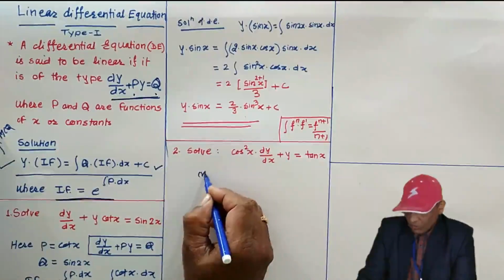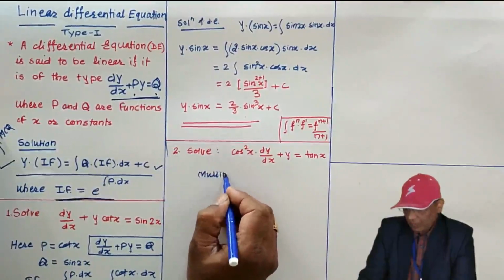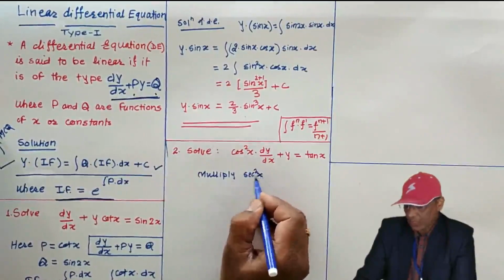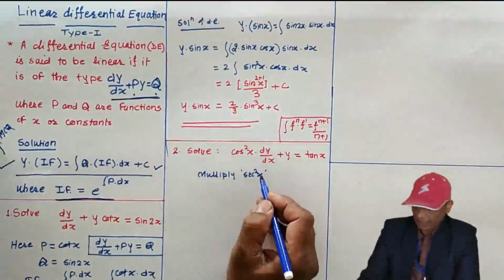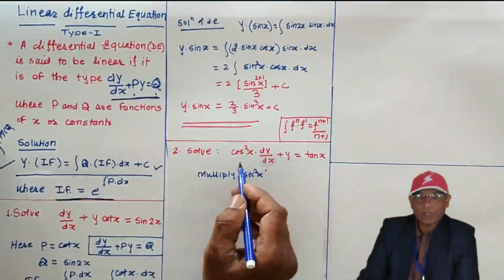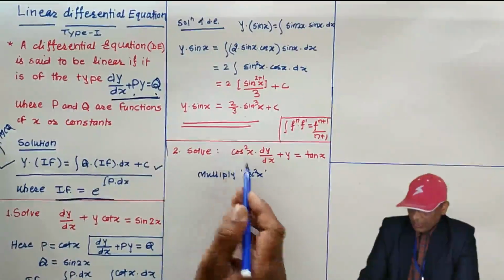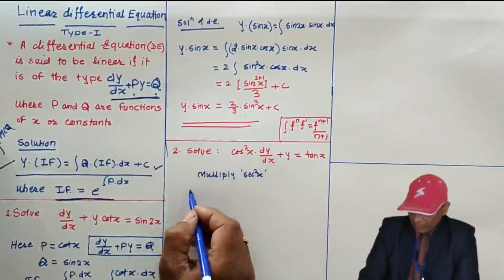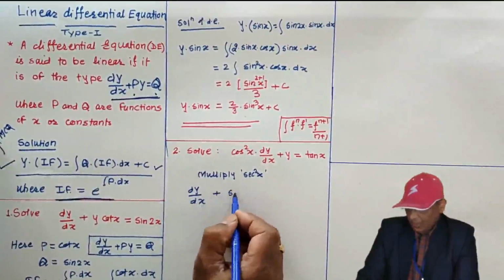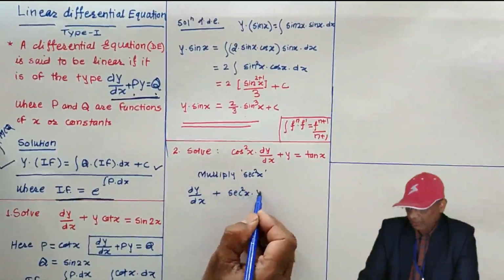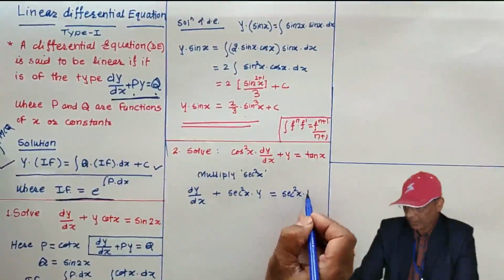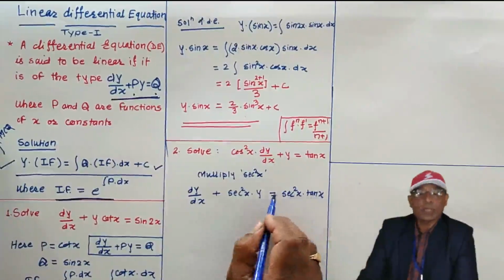Or you can divide it by cos square x or multiply by sec square x. Multiplying by sec square and dividing by cos square is the same thing. In order to reduce steps, I am multiplying it by sec square instead of dividing by cos square. Now, sec square into cos square is 1. This differential equation becomes dy by dx plus sec square x multiplied by the second term and sec square x multiplied by the third term. See, we brought it into standard form now.